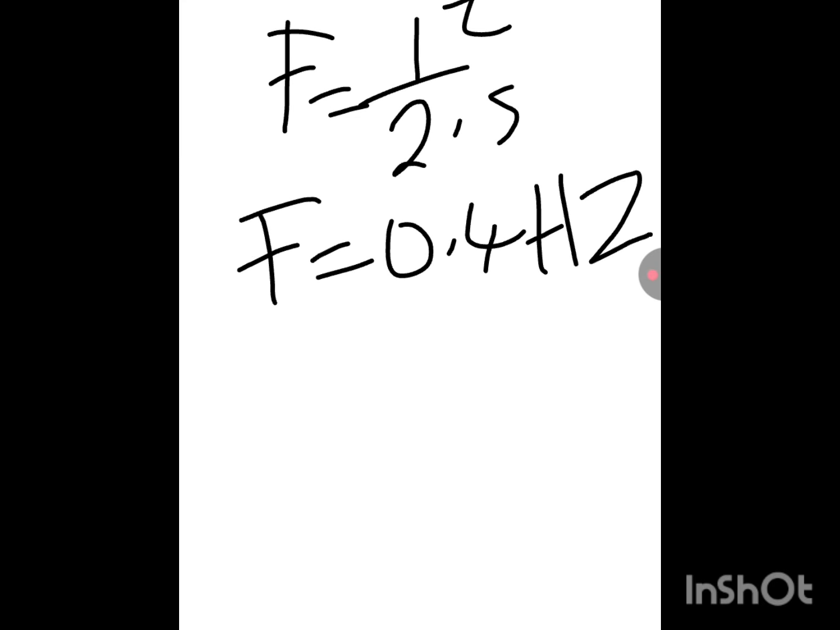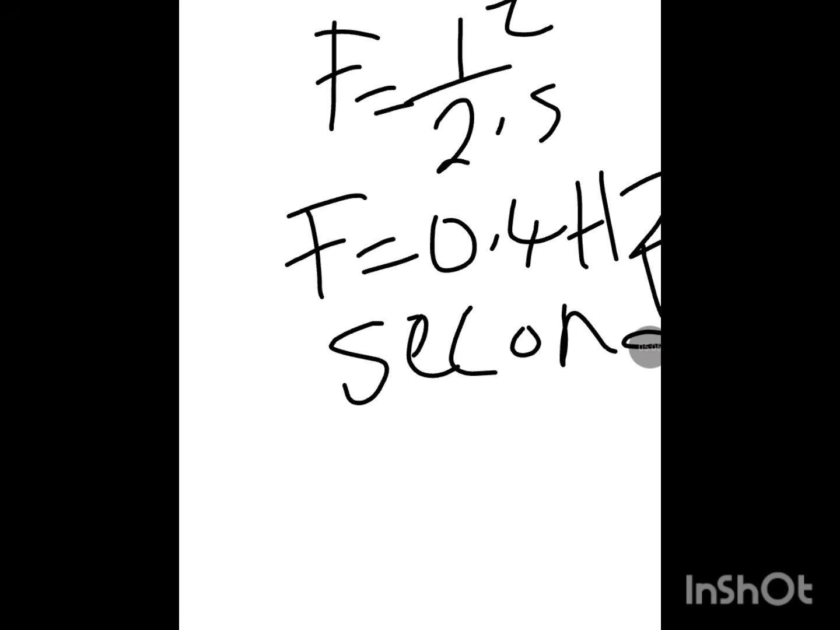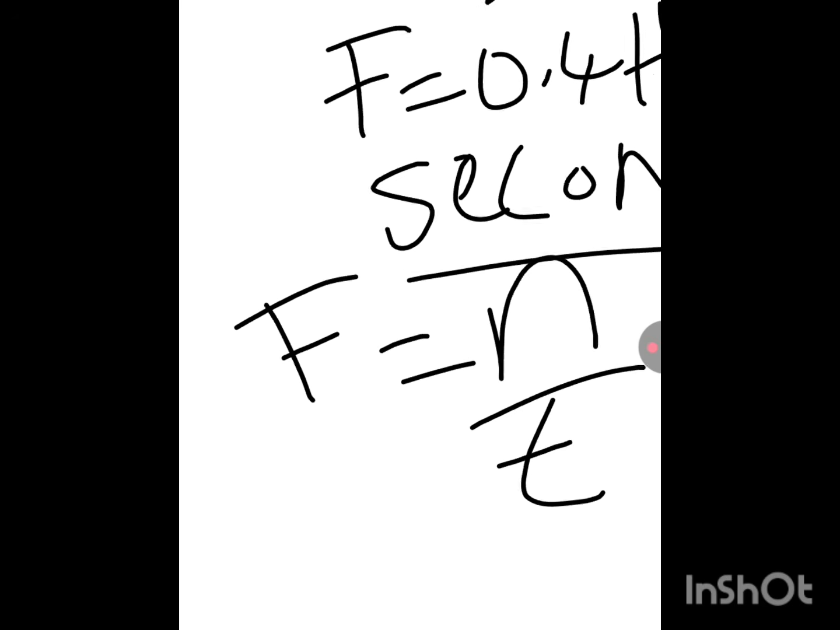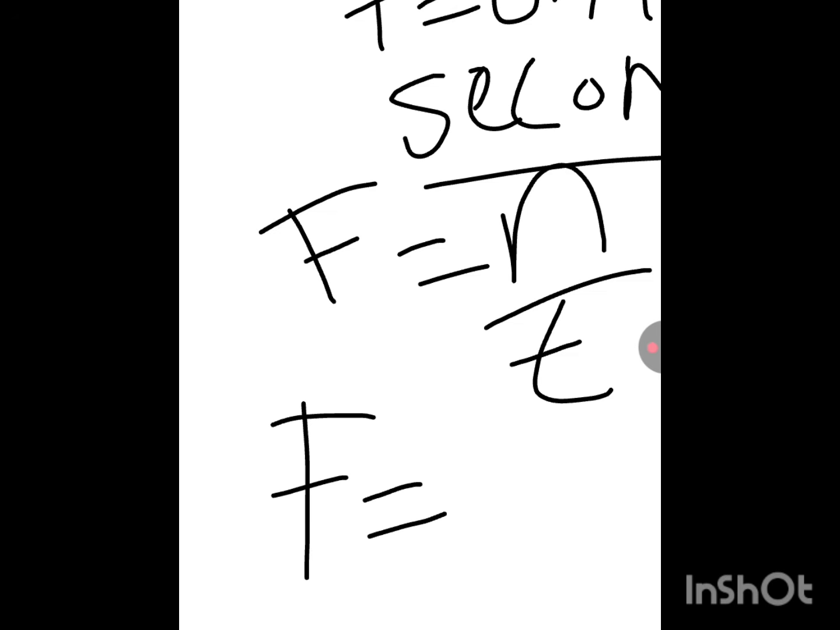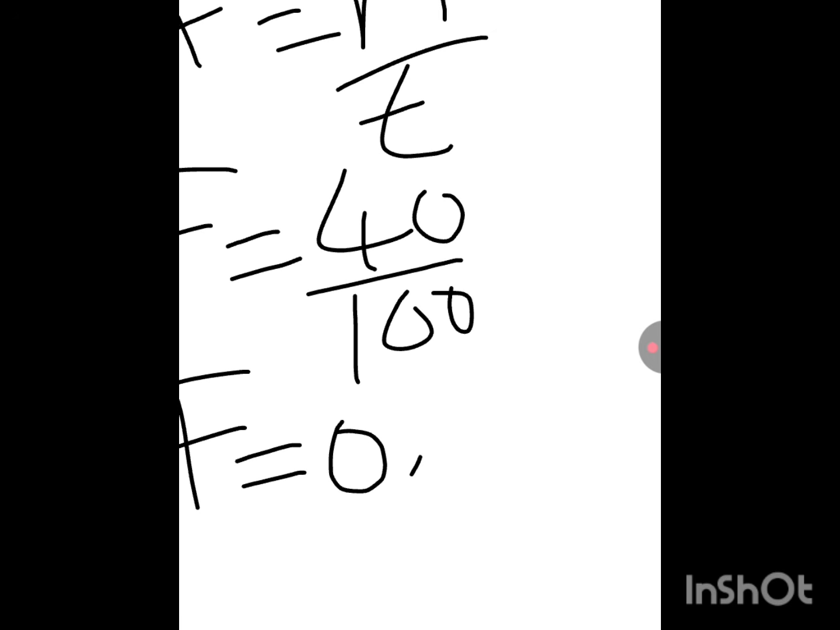I'm going to prove it now, so I'm going to use the second formula. Frequency is equal to number of oscillations divided by time. The number of oscillations we already know is 40, divided by the time, which is 100. Remember this is science, calculated answer. So 40 divided by 100 is 0.4.